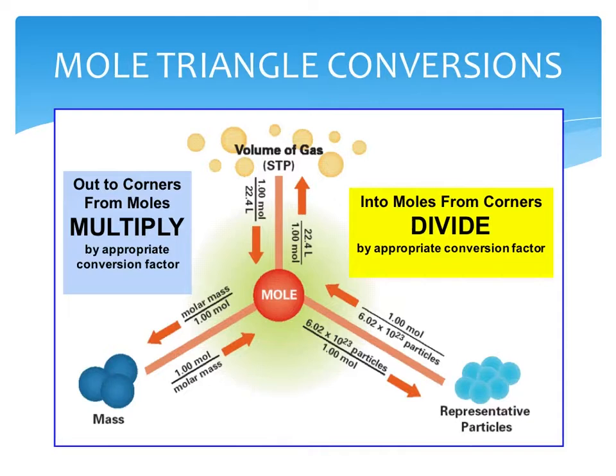Same thing with this pathway, same thing with this pathway. The other thing I wanted to show you was that when you go into the mole from any one of the corners, we're always going to divide by the appropriate conversion factor. So going from particles into mole, I'm going to divide by 6.02 times 10 to the 23rd. When I go from volume of gas into the mole, I'm going to divide by 22.4 liters. When I go from mass to mole, I'm going to divide by the molar mass.